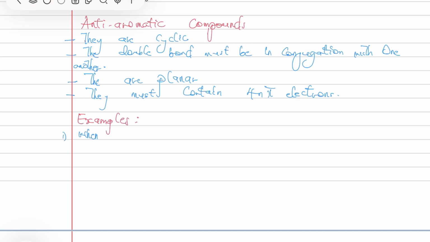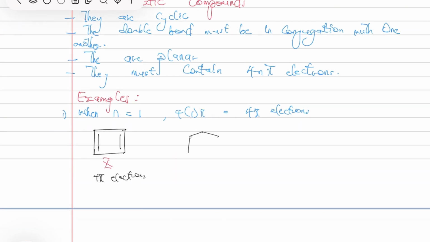When n is equal to 1, if we substitute in n, then we are going to observe 4 pi electrons. Examples can be seen in the compounds below. Examples include compounds 10 and 11. In compound 10, we have 4 pi electrons. Also, in compound 11, we have a total of 4 pi electrons. The positive charge on the carbon atom makes the pi bonds to be in conjugation with one another. We can rightly say that compounds 10 and 11 are anti-aromatic because they contain 4n pi electrons.